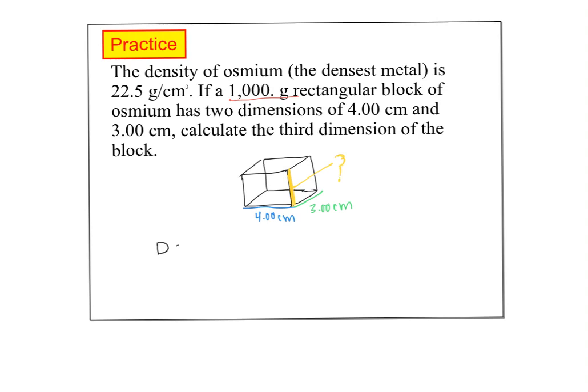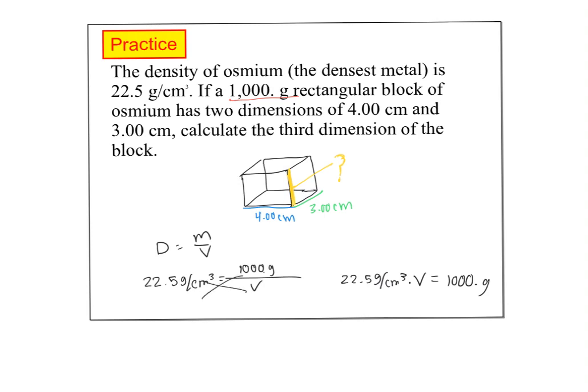Okay, so here's what we know. We know that density is equal to the mass divided by the volume. In order to find this yellow missing side, we'll have to find volume. So let's solve for volume. 22.5 grams per centimeter cubed is equal to the mass, which is 1,000 grams, divided by the volume. So I'm going to do a little crisscross, 22.5 grams per centimeter cubed times the volume is equal to 1,000 grams times 1, right, if we crisscross.